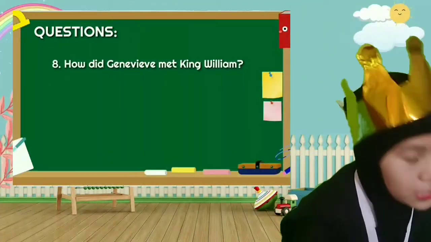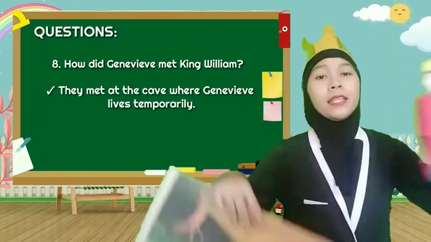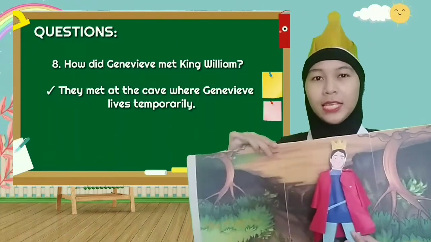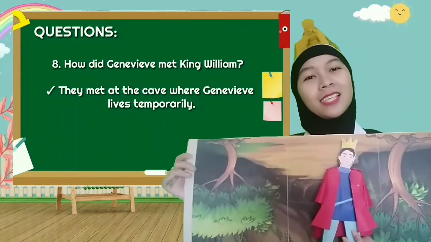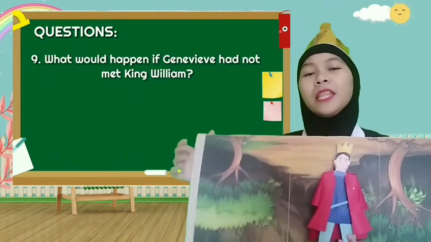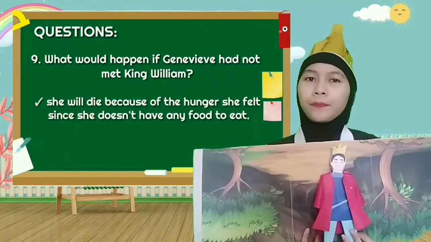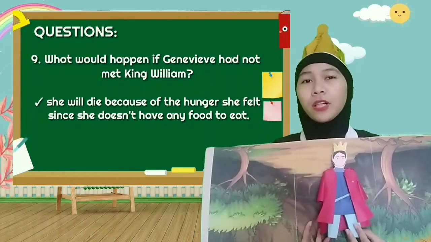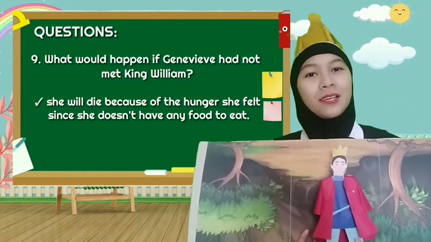Now, how did Genevieve meet King William? Very good. They met at the cave where Genevieve lives temporarily. You really are a detail-oriented class. Now, what would happen if Genevieve had not met King William? Very good. She would die because of the hunger she felt since she doesn't have any food to eat.